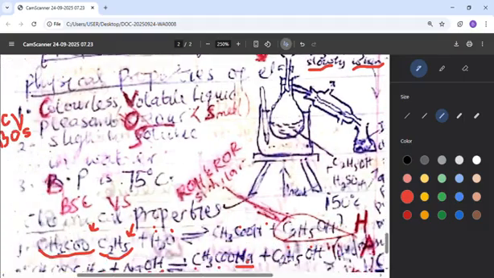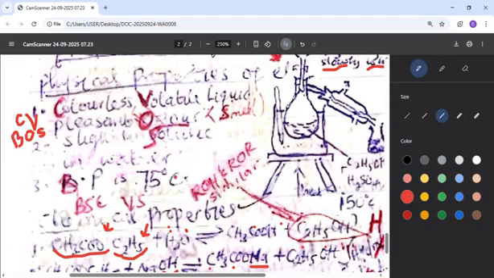Now, we also look at physical properties of ester. Physical properties of ester. How will you remember? Just take CV and BOS. BOS is like boss. The boss is requesting for CV, curriculum vitae. The C, we remember colorless. It means it has no color. The V, volatile liquid. It means it can dry easily.